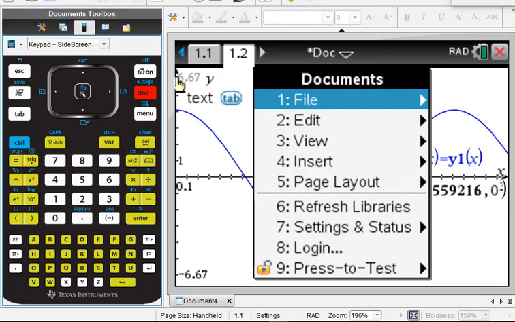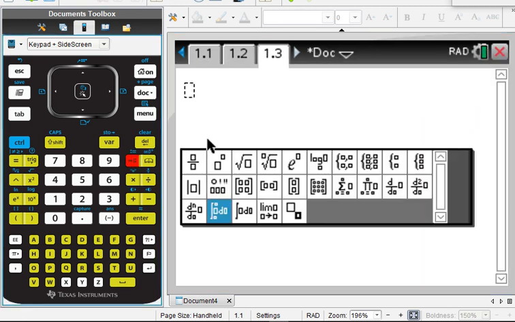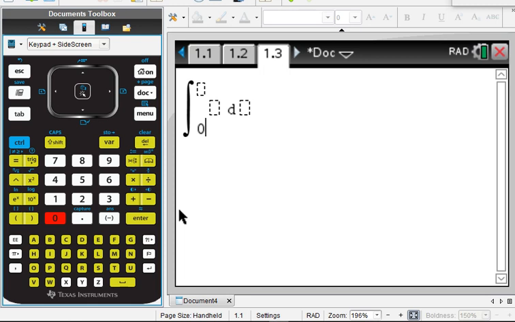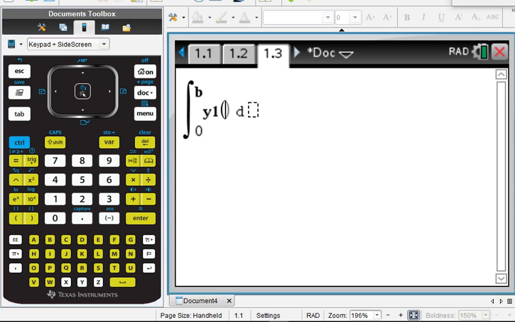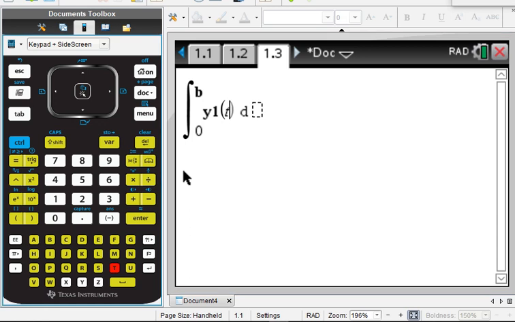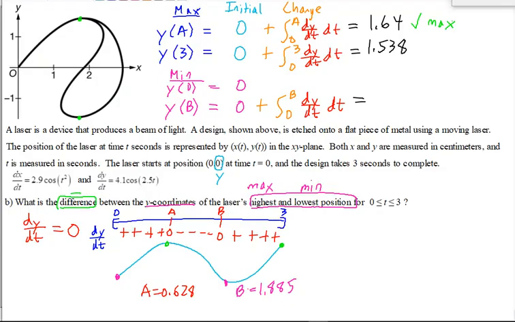So doc, insert calculator, integral from 0 to B. You can either use y1, f1, we have it in there, or y1 either way. If you use y1, it would be y1 of t dt. If you use f1, it would be f1 of x dx. And we get negative 1.64. So we're looking for the lower of the two. In this case, this one is our minimum.